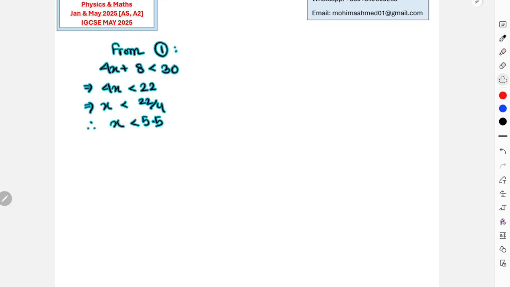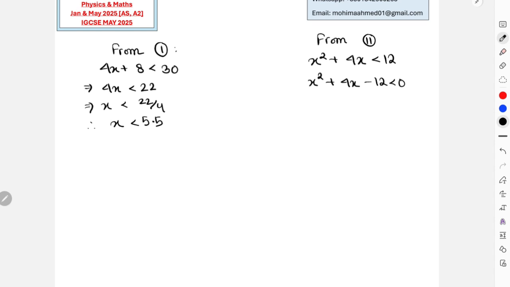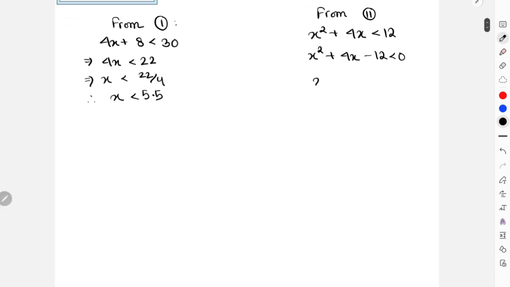Okay, and then again from the second equation, which was for the area, x square plus 4x, it was greater than 12. So it will be x square plus 4x minus 12 greater than 0, which turns out to be, if you do the middle term, do not skip the middle term. I am just skipping it because I want to save time. Now if you do not skip the middle term, the values for x would be 2 and minus 6. The critical points for x over here are 2 and minus 6.